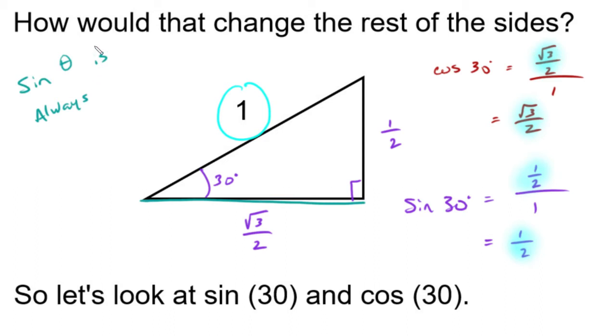All right, so sine of theta in the unit circle is always the opposite side length.